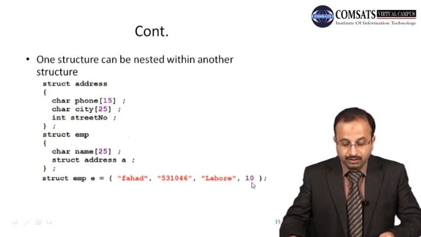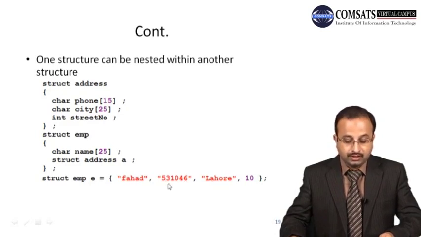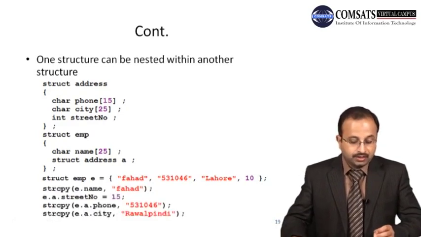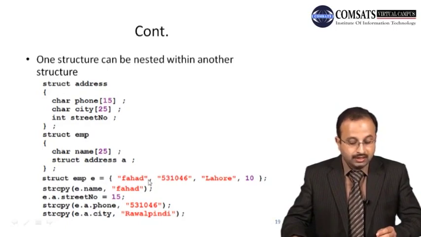So this 10 is the street number, this Lahore is a city, this is the phone number 531046, and this is the name of the employee. Now you can access the individual element of that structure as well. So you initialized it at declare time. If you don't initialize it at declare time, then you can do it with string copy, e dot name, Fahad.